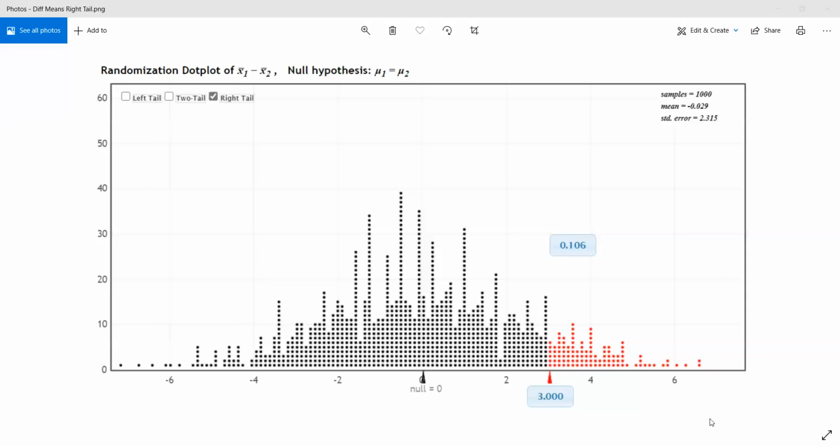0.106. Correct. And if the level of significance is 1%, do we reject or do we not reject the null hypothesis? We do not reject. Correct. What's the reason? Because 0.106 is greater than 0.01. Yeah, 1% is 0.01.